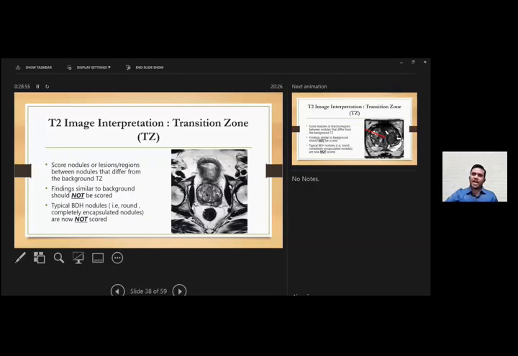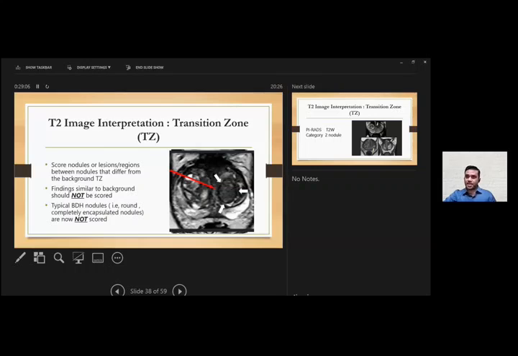So basically, a typical BPH nodule should be round, completely encapsulated. As in this case, the lesion may be hypointense or heterogeneously T2 hyperintense, which has a well-defined capsule, well circumscribed. Such a lesion is given a score of 1.